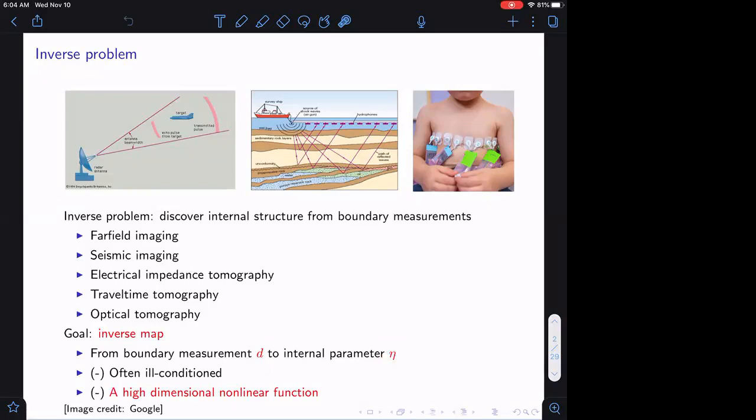Now, inverse problem is a very challenging task for 2 reasons. One reason is that it's often ill-conditioned. For wave-based imaging, usually the ill-conditioning is not such a big issue. But for things like electric impedance tomography, where it's based on diffusion, the ill-conditioning is a serious issue. The second main difficulty is that we are interested in the whole inverse map, a map from D to eta. Therefore, it's a very high-dimensional object because the input is a high-dimensional field D, and the output is also a high-dimensional field, and the process is nonlinear.